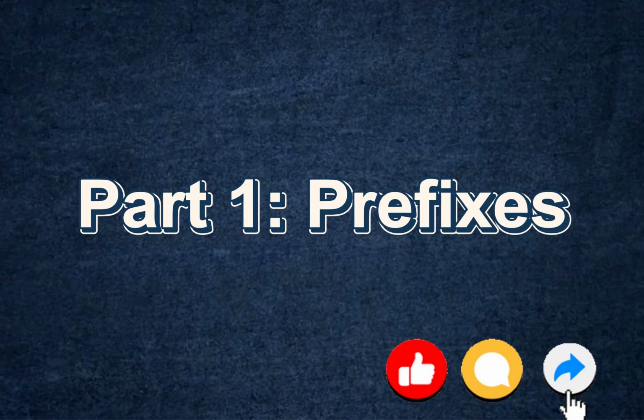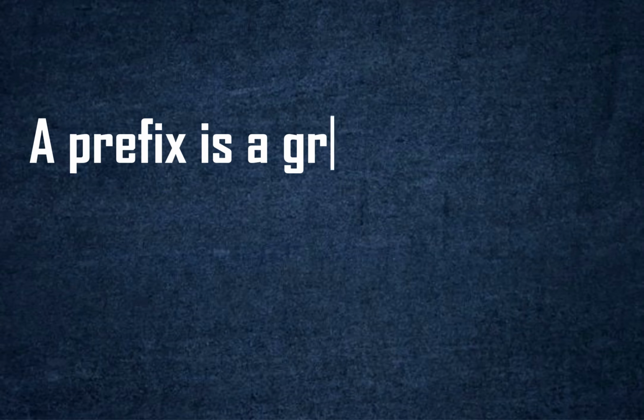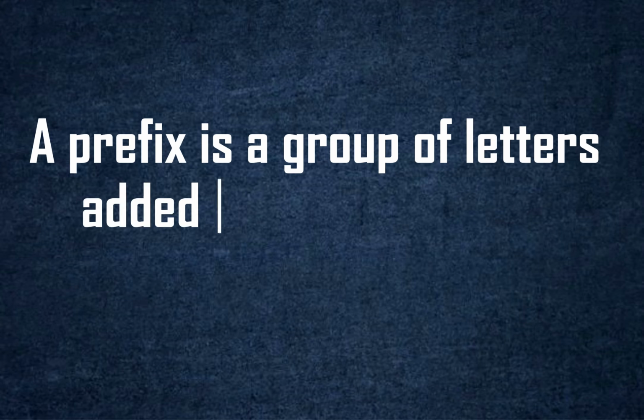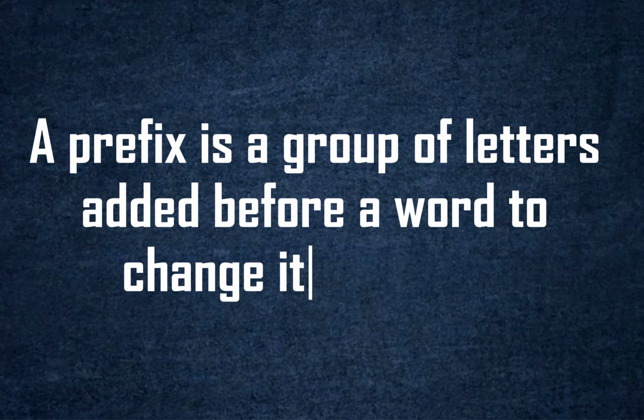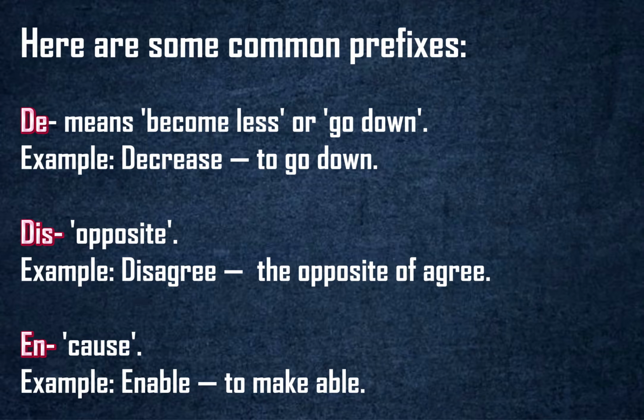Learn about prefixes. A prefix is a group of letters added before a word to change its meaning. Here are some common prefixes. De means become less or go down. Example, decrease. That means to go down. Dis means opposite. Example, disagree. That makes the opposite of agree.